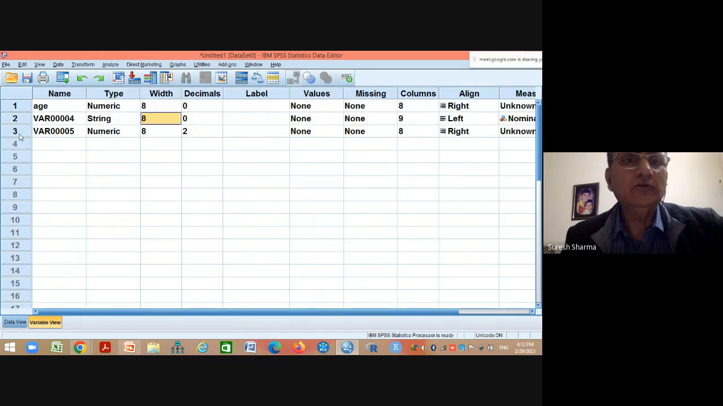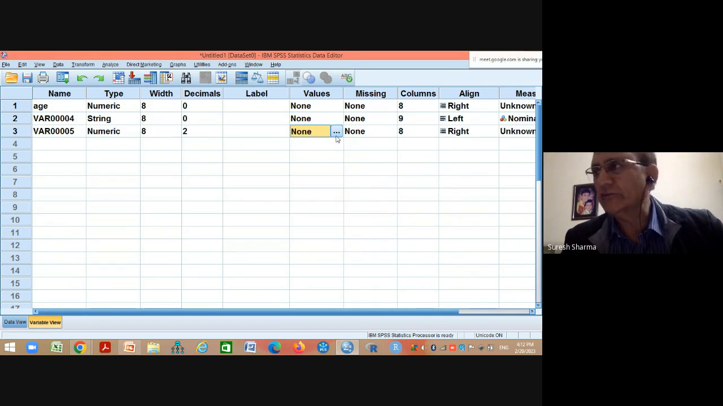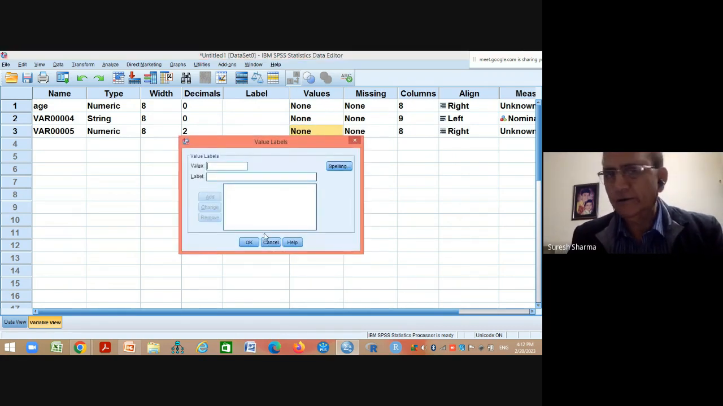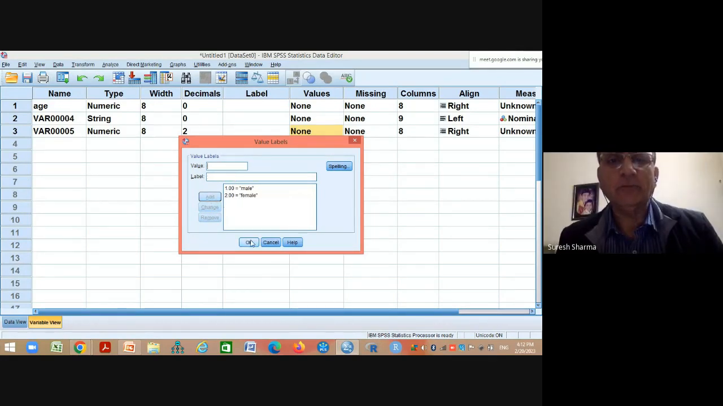So here are the values. Variable number 5 was there. Under the values, if you click here, three dots will appear. You click these three dots, and a window will appear which asks what is your value and what is your label. So our value one was for male, add. And two was for female, add here. So one is male and two is female. So you have given the proper label.